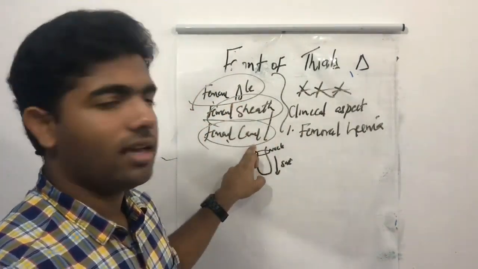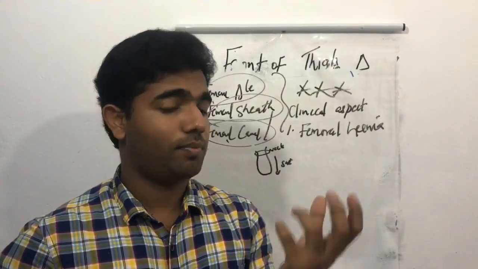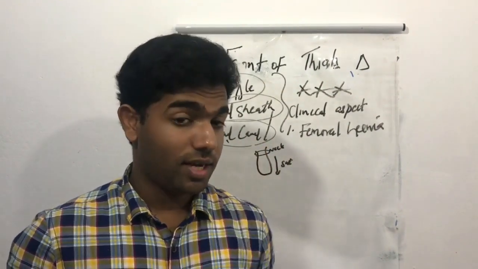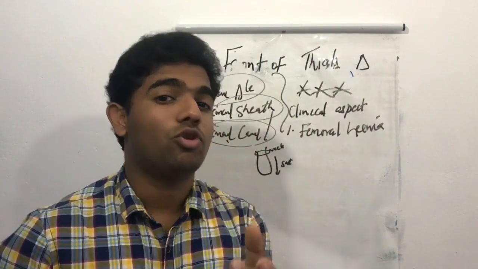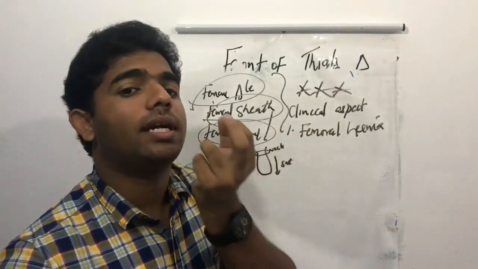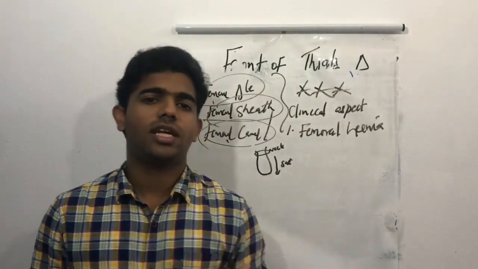See, the femoral canal is a conical shaped structure. The upper part is just covered by this one, and it only has lymphatics. So it is a weak portion. The femoral canal is always a weak spot through which the abdominal contents may protrude downwards and result in the formation of a femoral hernia. So the first clinical aspect is femoral hernia.